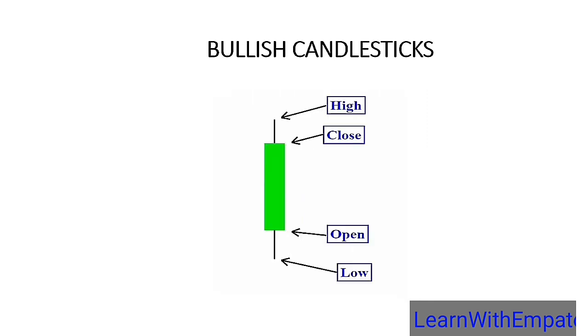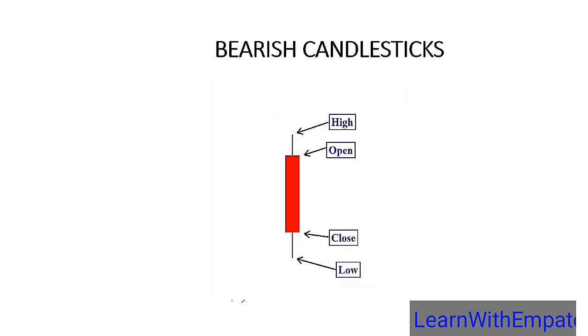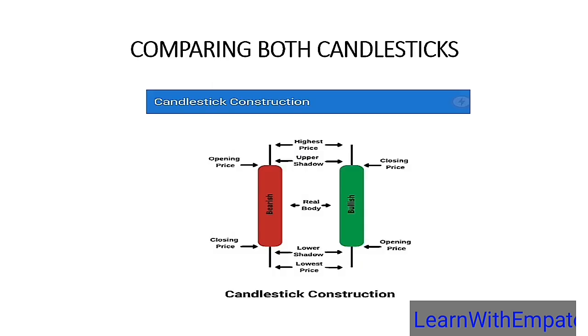You can see the bullish candle is different from the bearish candle. So comparing both of them, this is an upper shadow. This one is referred to as the upper shadow: the point from the highest price to the opening price on the bearish candle, or the point from the highest price to the closing price on the bullish candle. That place forms the upper shadow. Look at this image clearly, it is self-explanatory.